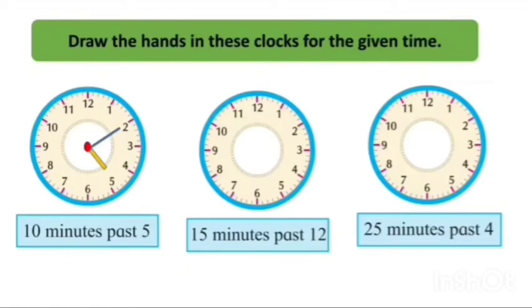15 minutes past 12. So, the minute hand will be at 3 and our hand will be between 12 and 1. 25 minutes past 4. The minute hand will be at 5 and the hour hand will be between 4 and 5.